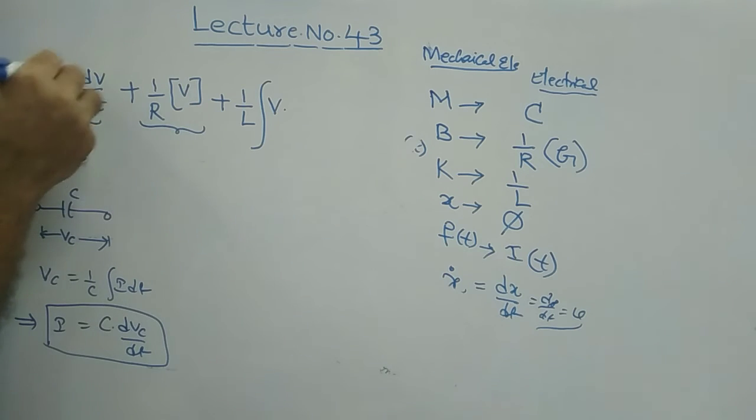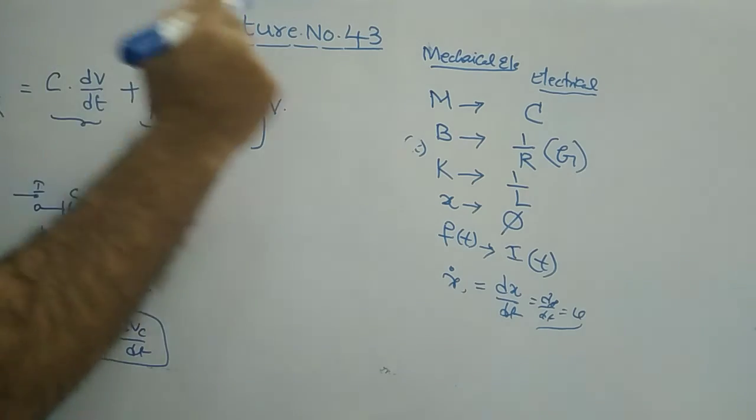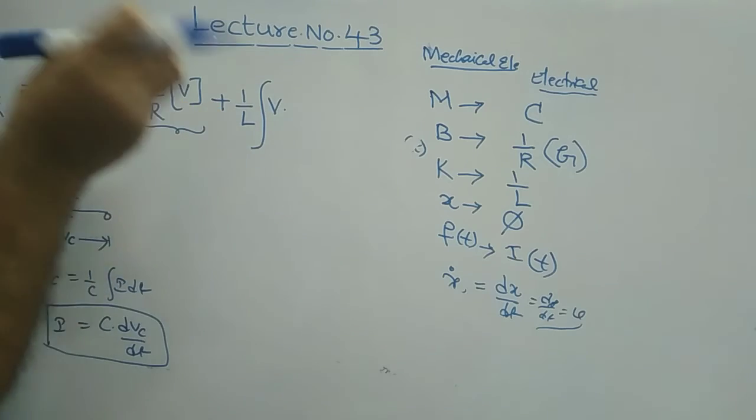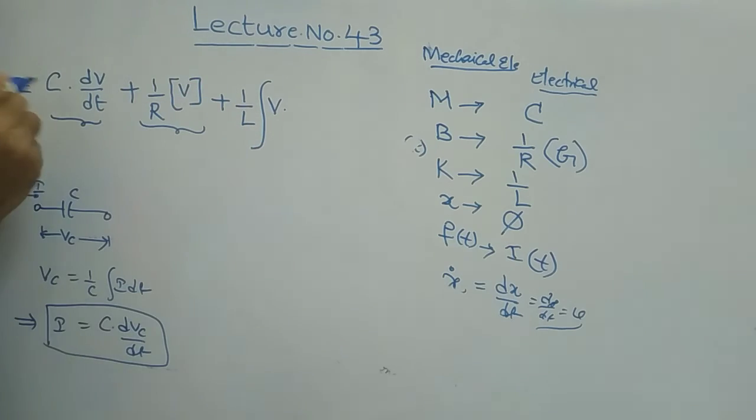This is the current equivalent of the capacity. This much is the current, because we are converting the force into current. Therefore, all parameters must be current equivalent with respect to that particular element. This is a capacitive element. Then you write, simply remember, in capacitance what is the current? C into dV by dt.